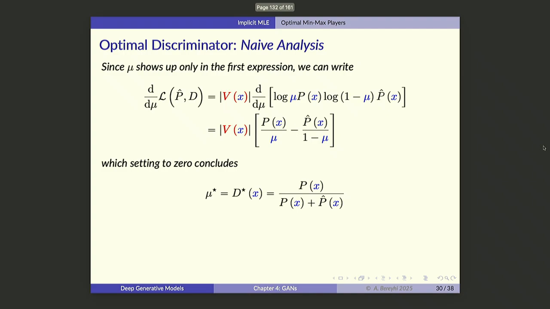And if you do that, you're going to end up with this expression. So the optimal value of mu, which we assume that this is going to be the optimal value of the function d at the point x, is going to be this expression. Px divided by px plus p hat x. Okay? Everybody's clear?